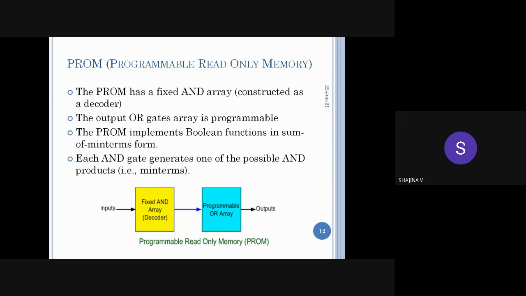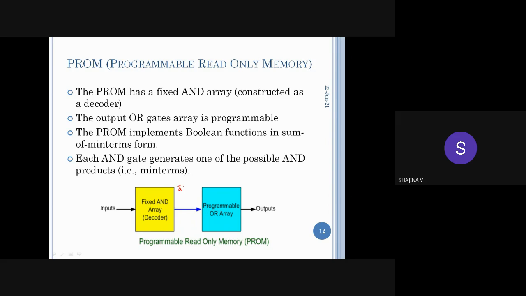A name ഓർക്കുക, in ROM AND array is fixed and we can program OR array. Okay. That is output or OR array can be programmed. Okay. So we can say ROM implements Boolean functions in sum of minterms form, or we can say sum of product terms, right? Because here you will be available with all the minterms.